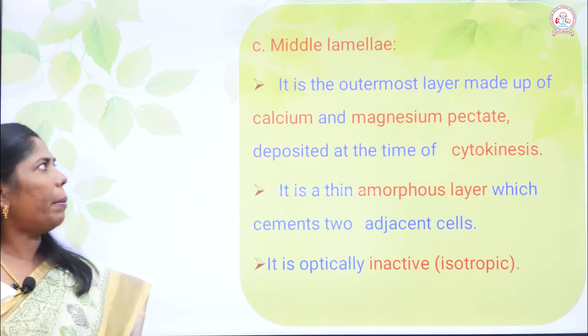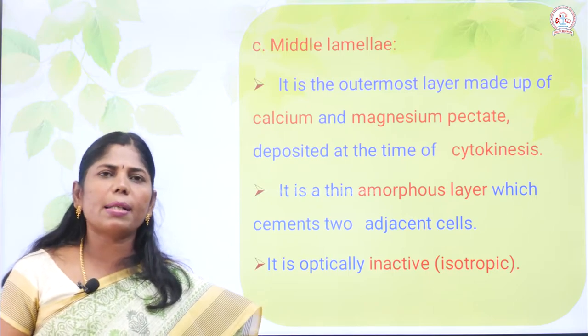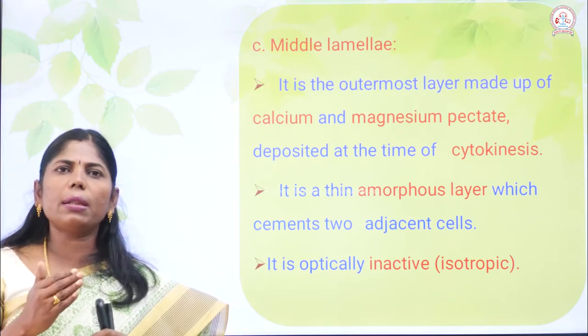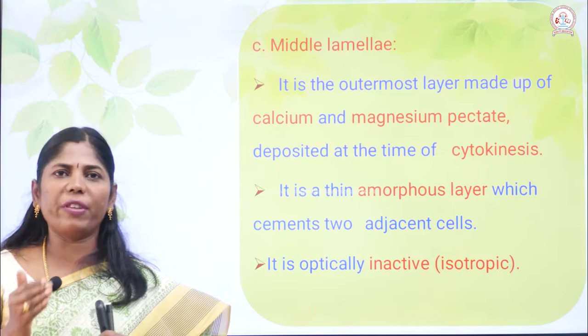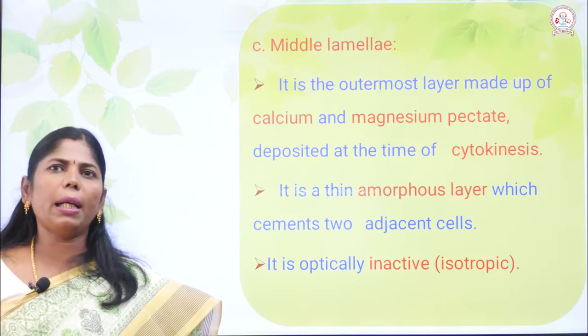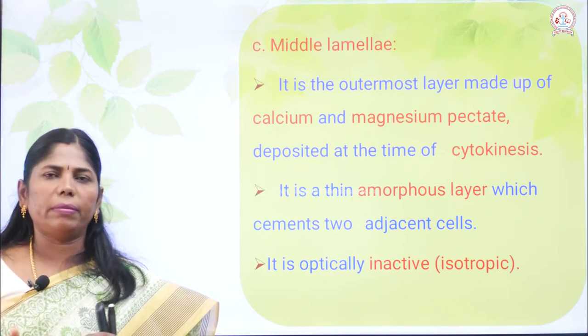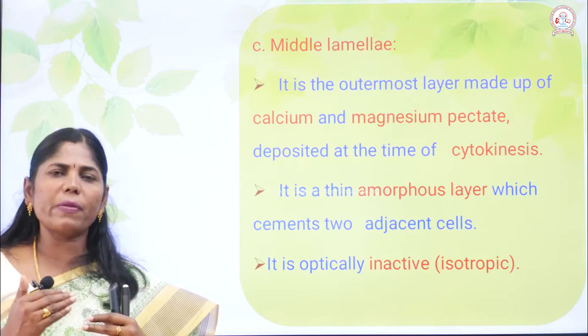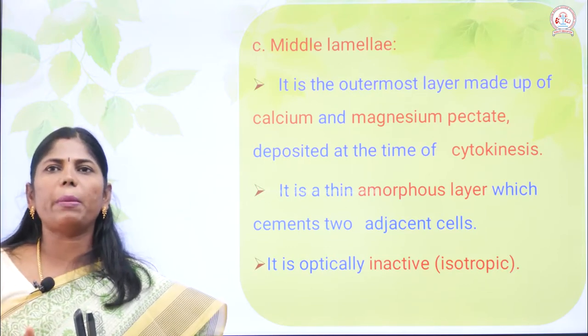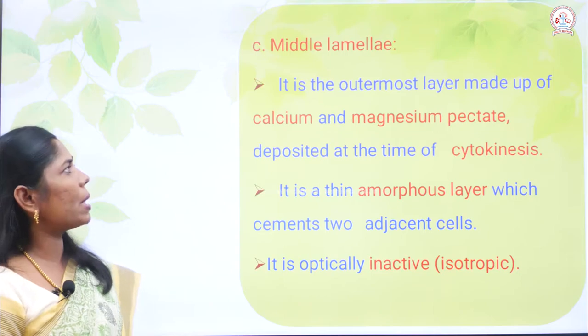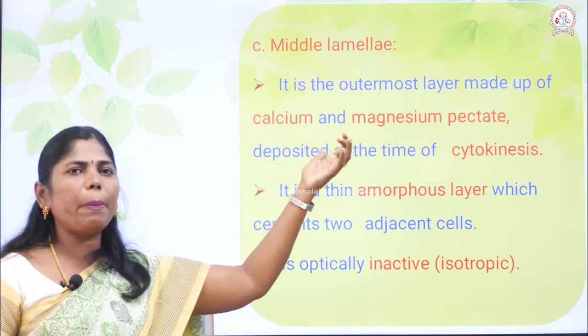Okay, next one is the middle lamellae. The middle lamellae is between the two cells. It is the first layer, and we can say it is the outermost layer because it is present next to the primary wall. It is made up of calcium, magnesium and pectate.